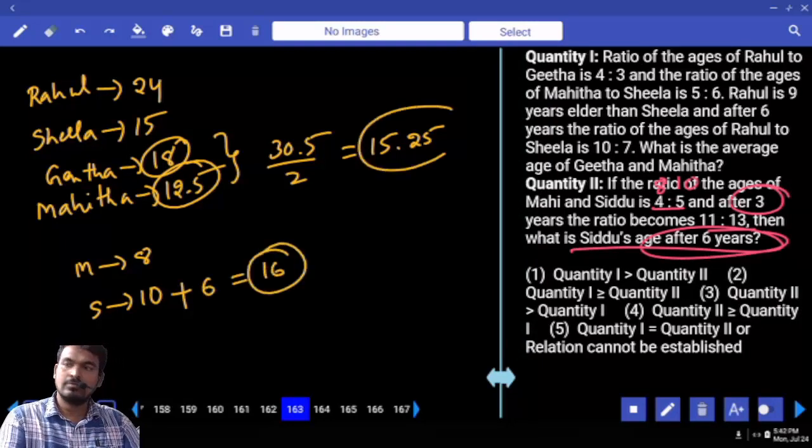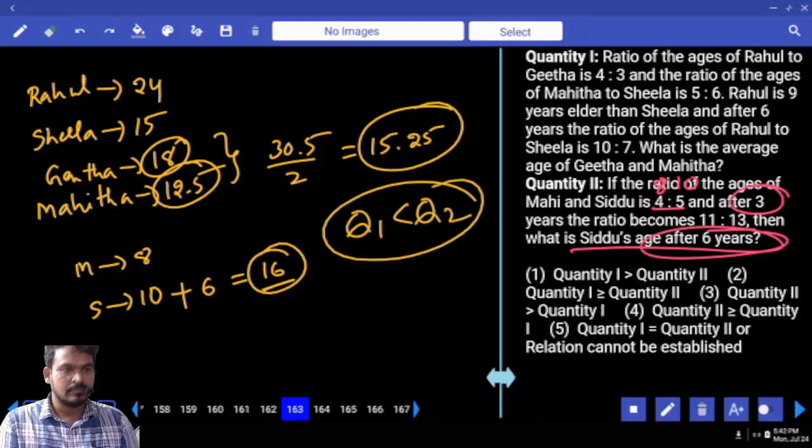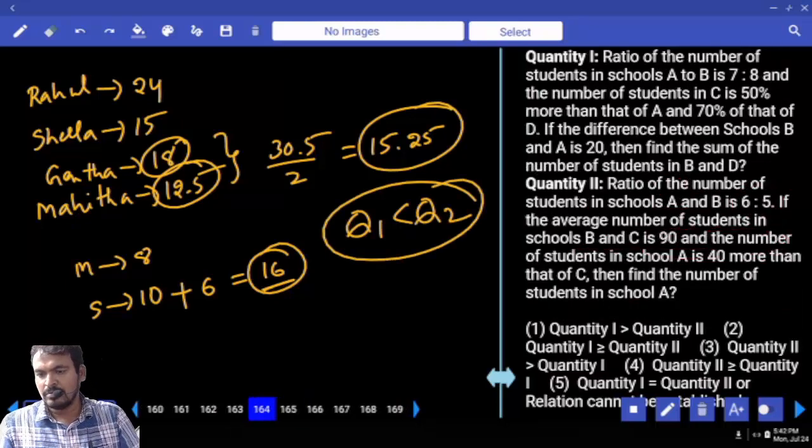What is the Q1 value? 15.25. What is the Q2 value? 16. What is the answer? Q1 is less than Q2. Next, 164.